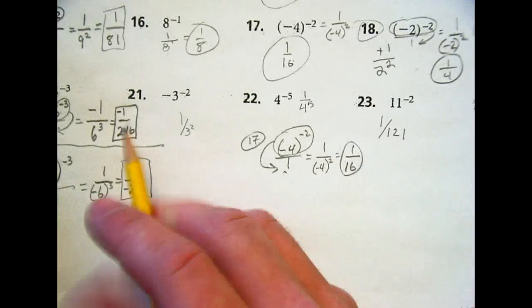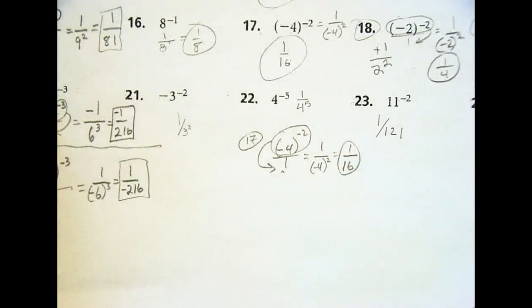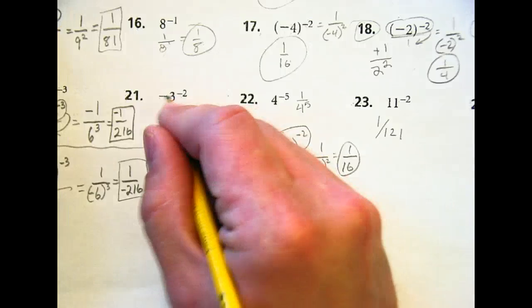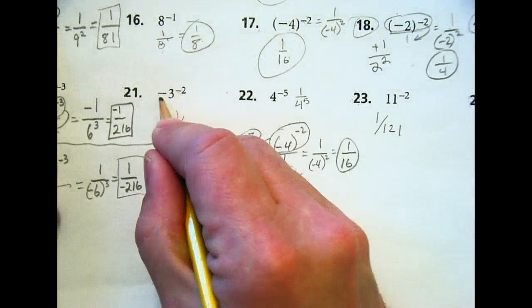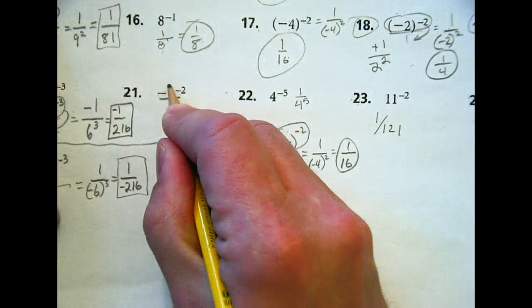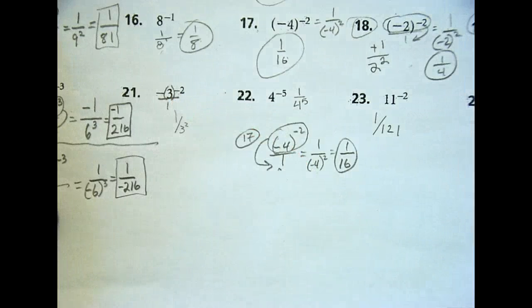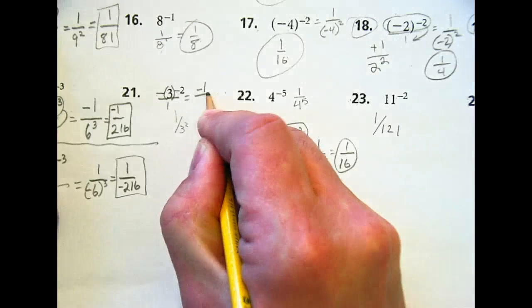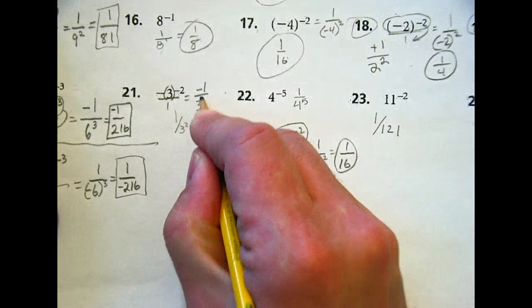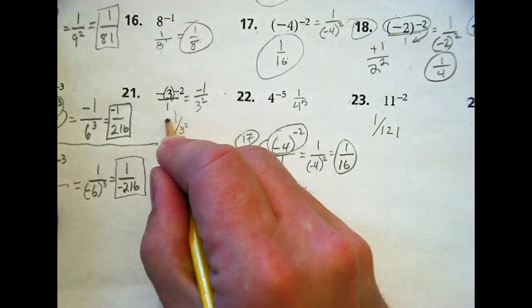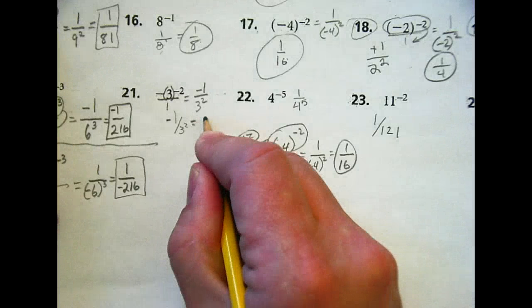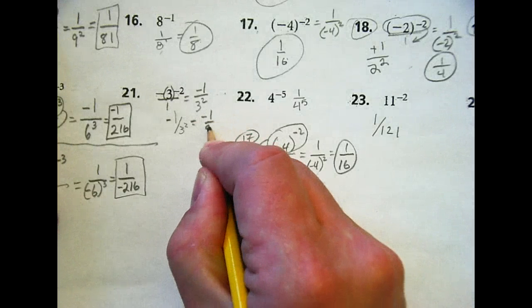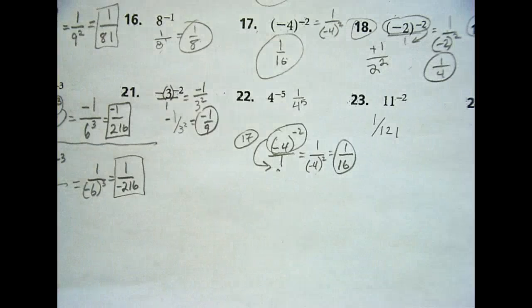Okay. Let's check out number 21. Number 21, the negative is not in parentheses this time. So the only piece that moves, we think of that as a 1. The only part that's moving is the 3. The negative staying on top. So we have negative 1 on top, and on the bottom we get that 3 squared. So we want that to be a negative there. So it gives us negative 1 over 9. So the negative is the part that will really mess us up.